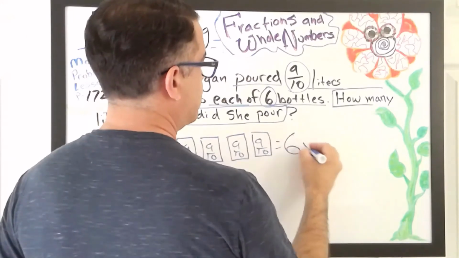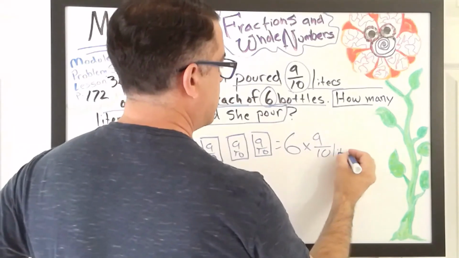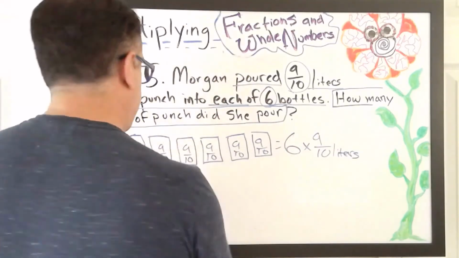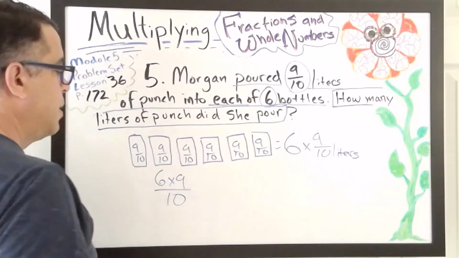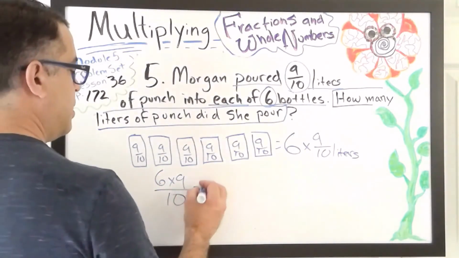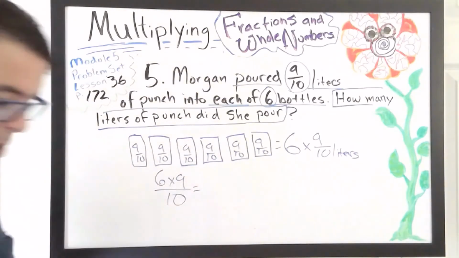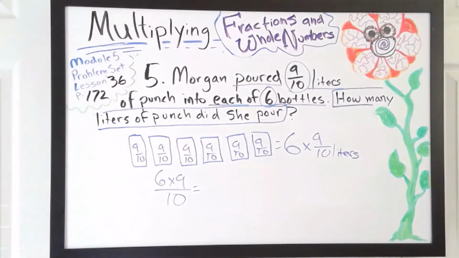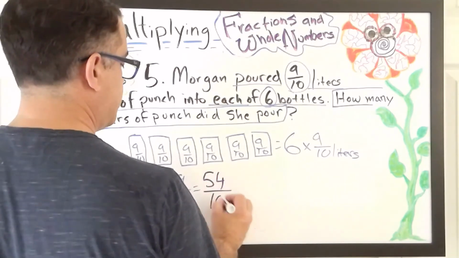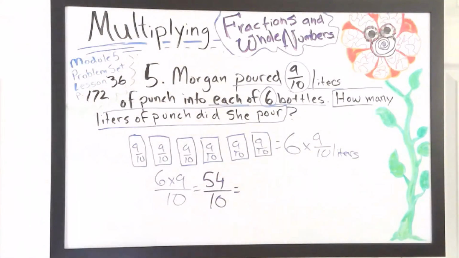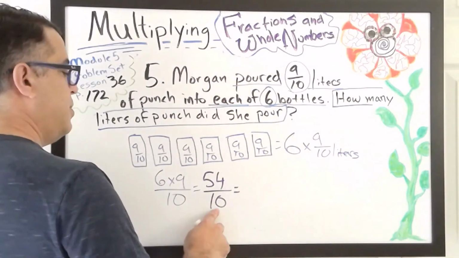We have 6 times 9/10 liters, right? That is also going to look like 6 times 9 over 10. Okay? And we have to multiply 6 times 9. I know right off the bat that 6 times 9 is 54. So we have 54 tenths. Now this is an easy one to convert back to a mixed number to show us how many liters we have. If we have tenths here, that's so simple.